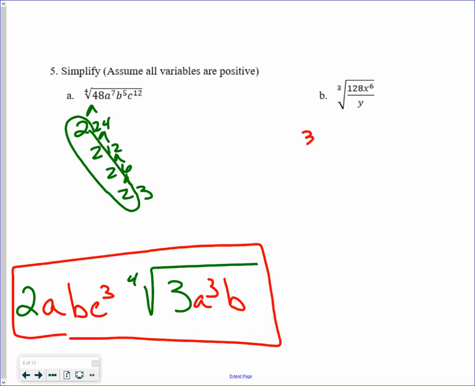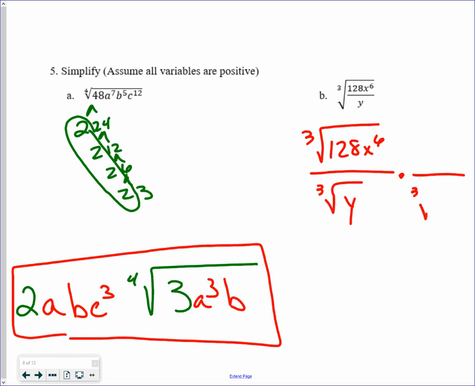Currently, I've got the cube root of 128x to the 6th over the cube root of y. I only want to worry about the bottom first. So it can't be simplified, so I would need to multiply, since there's currently only one y, I would need to multiply by y squared. So the bottom now is the cube root of y times the cube root of y squared, which makes the cube root of y cubed, which is just y.